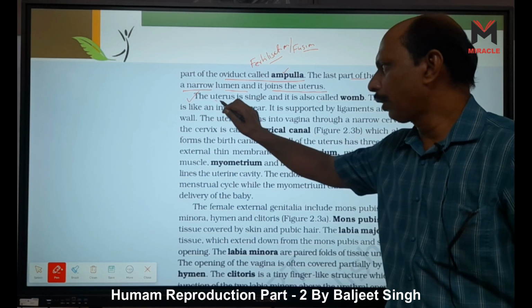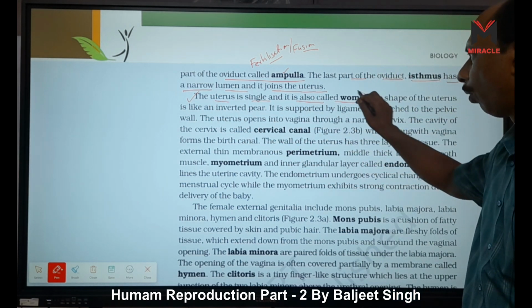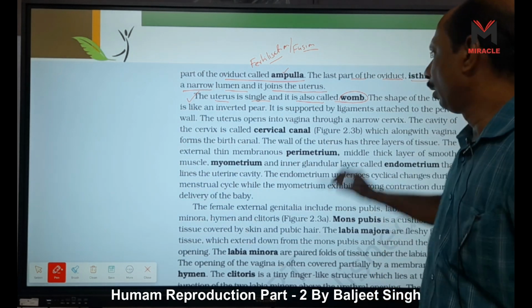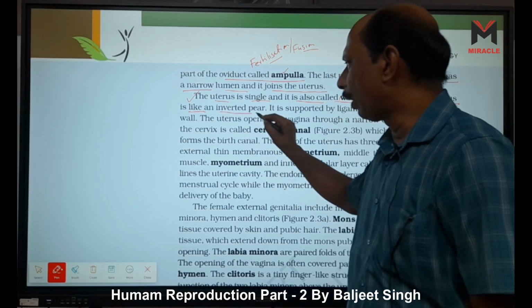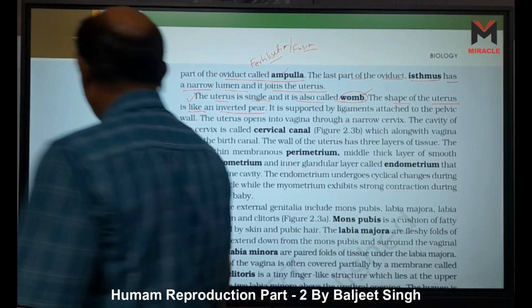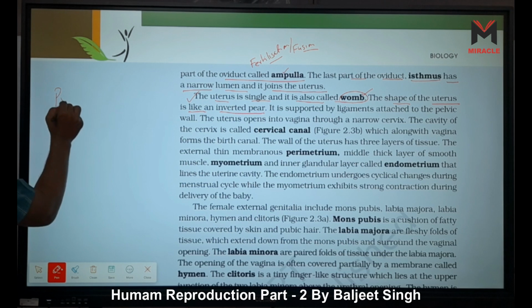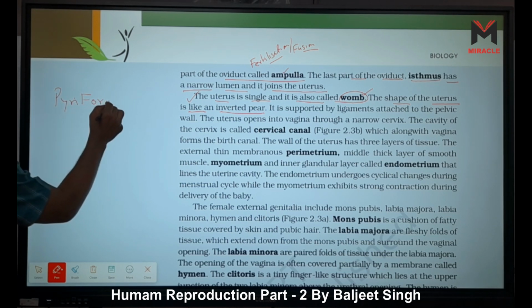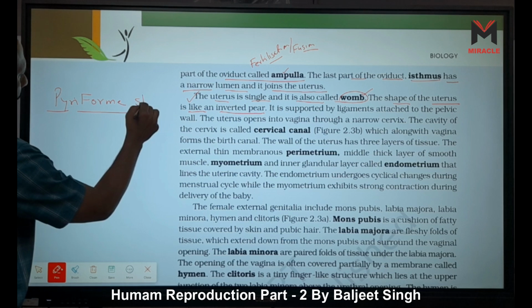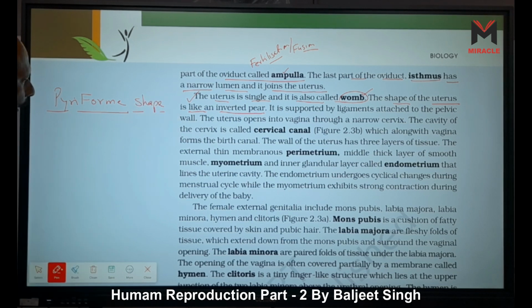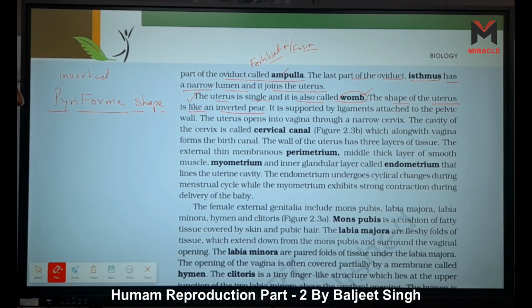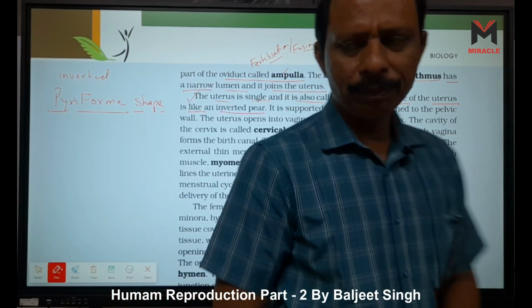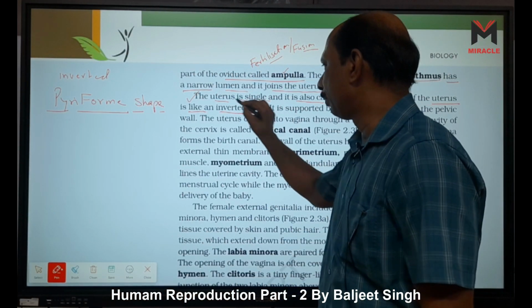Now the uterus is single and it is also called the womb. Normally it is called the womb, right? The shape of the uterus is like an inverted pear, which is also called pyriform. Inverted pyriform. Pyri means pear shape, right? It is inverted pear shape, right?